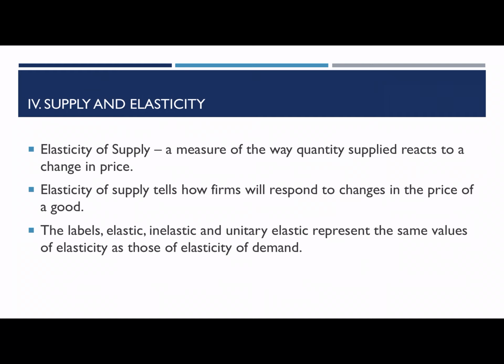Part 4, supply and elasticity. So elasticity of supply is different than it is for demand. It is a measure of the way quantity supplied reacts to a change in price, so that's the same as demand, but elasticity of supply tells how firms will respond to changes in the price of a good, not consumers. That's what we do with demand. So the labels elastic, inelastic, and unitary elastic represent the same values of elasticity as those of demand. Greater than 1, it's elastic supply. Less than 1, inelastic supply. Exactly 1, it's unitary elastic supply.